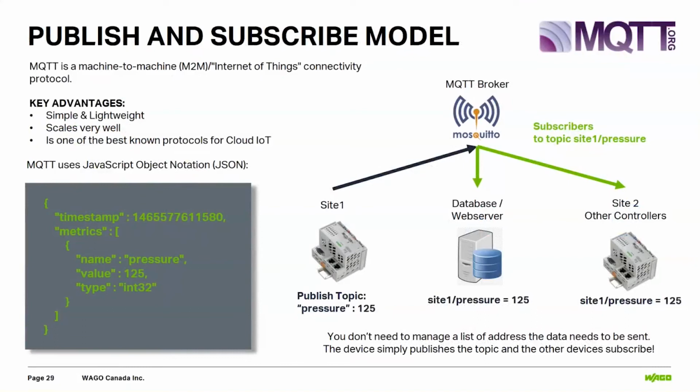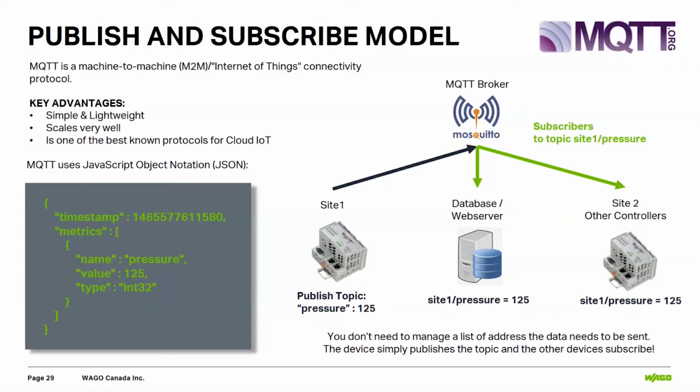And basically what I'm doing here is I'm generating some information from site 1, and I want to send it to a database, maybe site 2, maybe site 3, various other sites. So instead of other protocols where I might need to manage a list of addresses that the data needs to be sent to, in this case, at site 1, I can simply publish that topic for whatever information I want to send, and the other devices can simply subscribe to it. So that's what we call a publish and subscribe model.